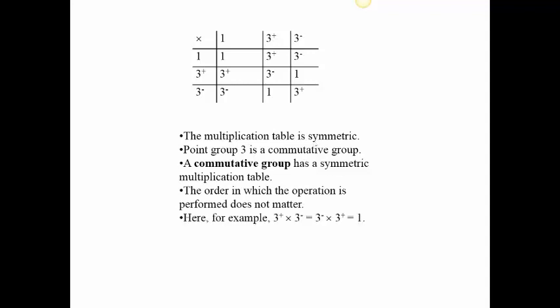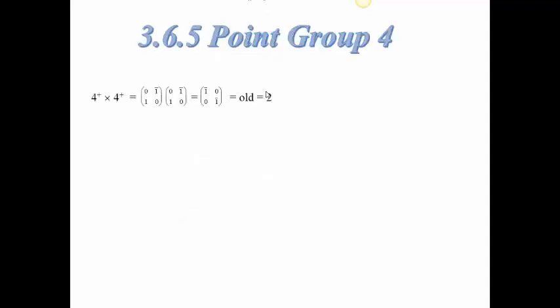And the order in which the operation is performed doesn't really matter. For example, 3 plus times 3 minus is going to give me 1, which is this term here. 3 minus times 3 plus is also going to give me 1, and that occurs for every off-diagonal element, so therefore we have a commutative group. Let's move on to point group 4.